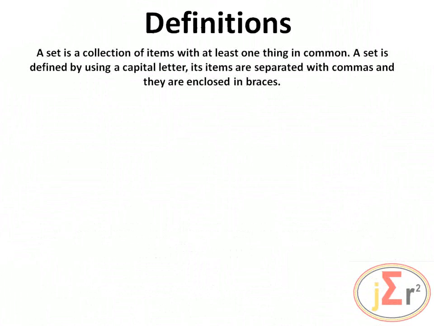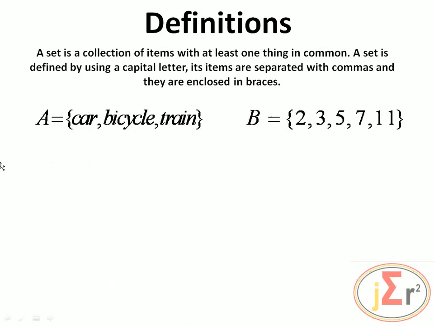A set is a collection of items with at least one thing in common. A set is defined by using a capital letter, its items are separated with commas, and they are enclosed in braces. These brackets are called braces, and they are used to enclose sets. There we have the capital letters. These are the capital letters that are used in naming the sets.